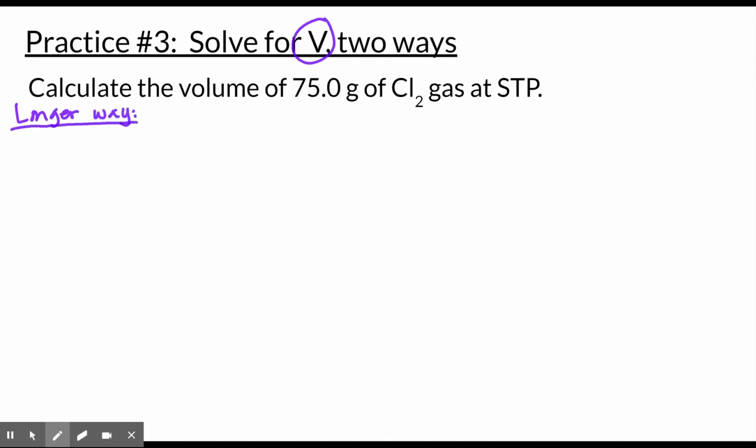So volume is our needed quantity. Pressure, again, it says STP, it doesn't matter, so let's use 1 atm. Why not? Our volume is our unknown. We need to figure out moles. We have the mass of the gas, so 75.0 grams. We're going to divide by the molar mass of chlorine, which is 70.906.